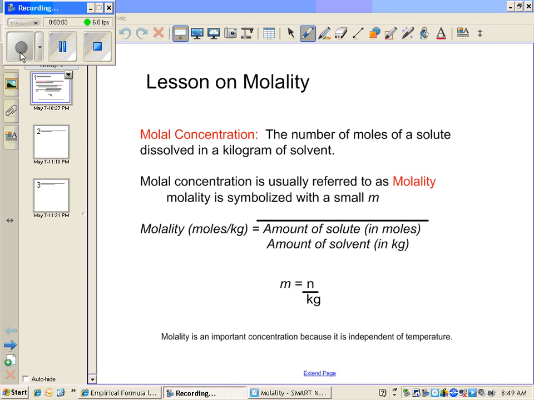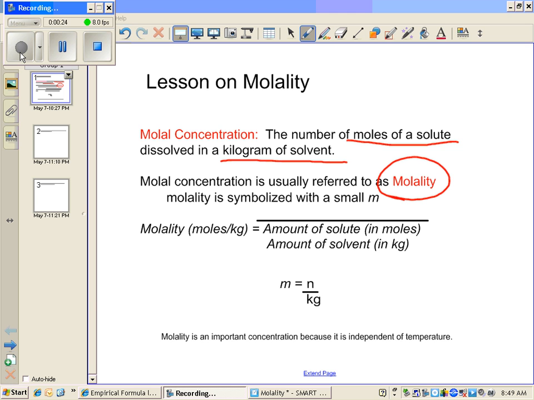Okay, this is a lesson on molality. Molality is a kind of molar concentration. If you look right here, you've got the number of moles of solute dissolved in kilograms of solvent. That's important. So you're going to have moles per kilogram. Now, molal concentration is often called molality.